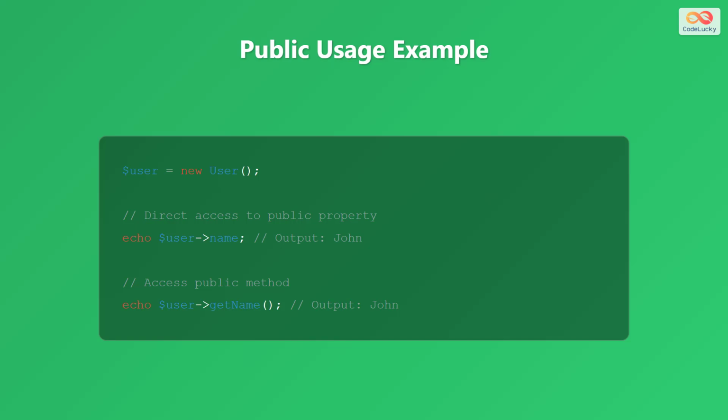Here's how you can use a public property and method. First, we create a new object of the User class and assign it to the variable $user. To access the public property name, we use $user->name. This will output the string John. To access the public method getName, we use $user->getName(). This will also output the string John.